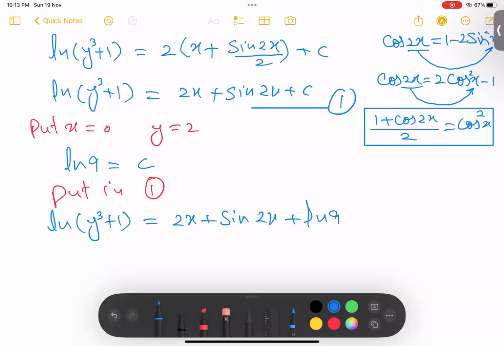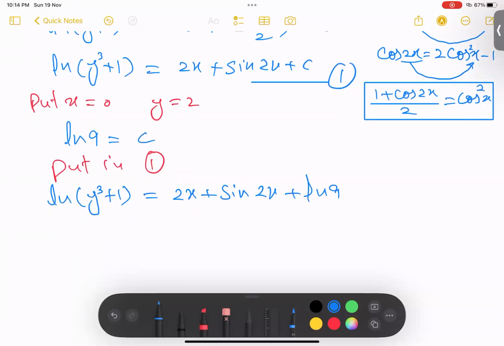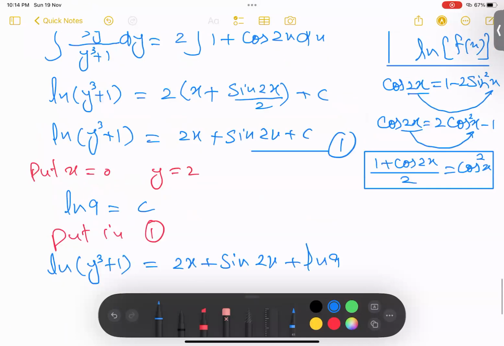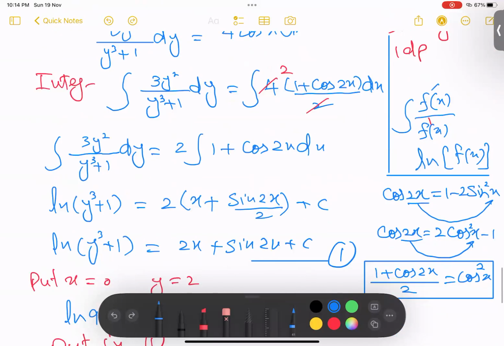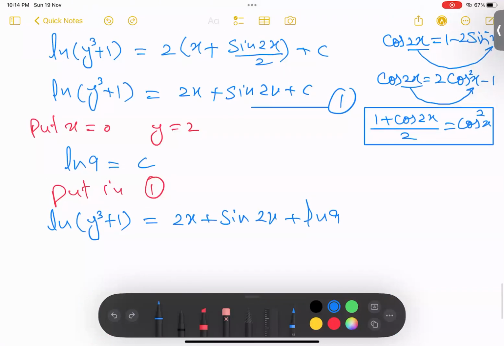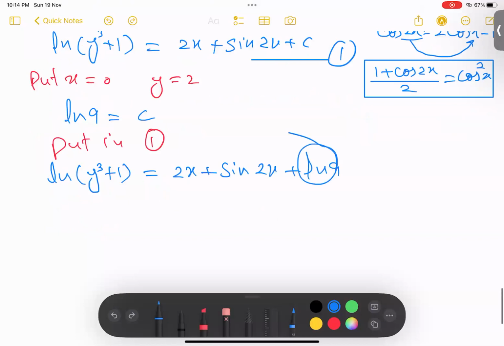Okay, now because he was asking to convert it to the y coordinate, but first of all he is asking for the stationary coordinates A and B, and we have to find the y coordinates of A and B. All right, so I can stop even here, or I can make y the subject. This log is available, this log is available. I have two options: either I can stop here or I can continue further.